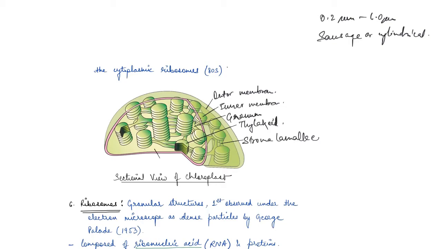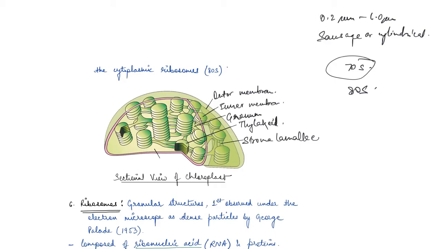So remember that the chlorophyll pigments are present in the thylakoids, right? And these chlorophyll pigments help in photosynthesis, preparation of food. Now the ribosomes of chloroplasts are smaller than the cytoplasmic ribosomes. So the ribosome of chloroplast is 70S. However, the cytoplasmic ribosome is 80S, right? So guys, this is all about the plastids. Now the next is ribosomes.